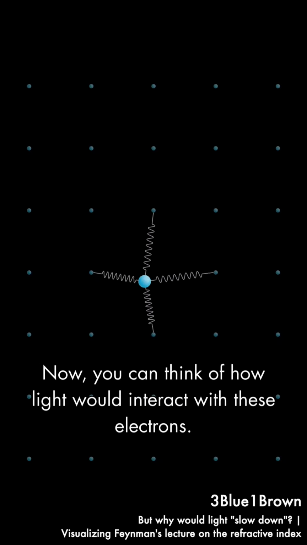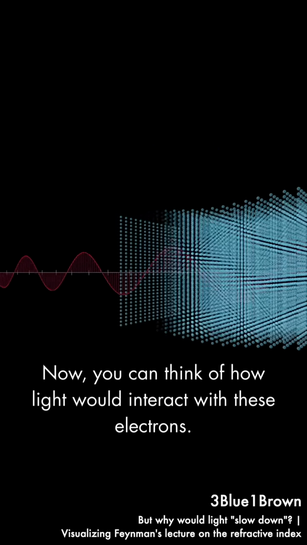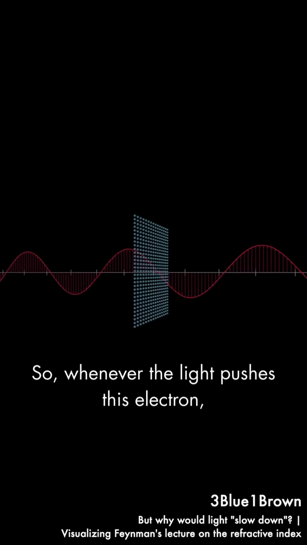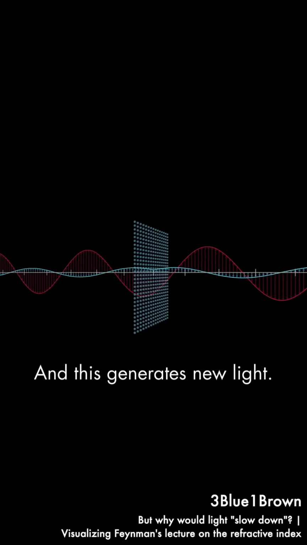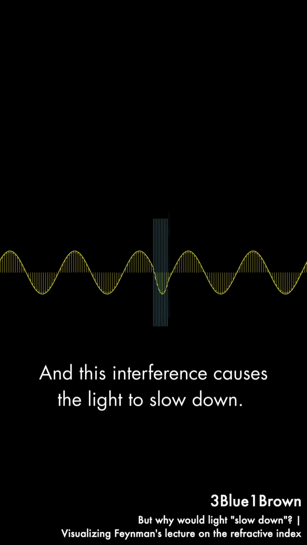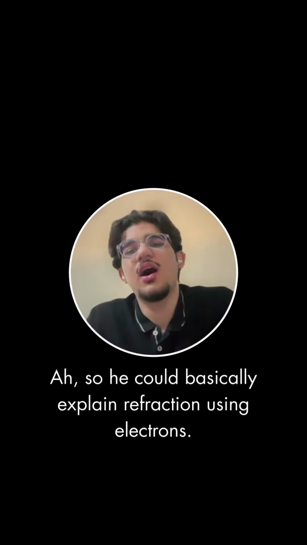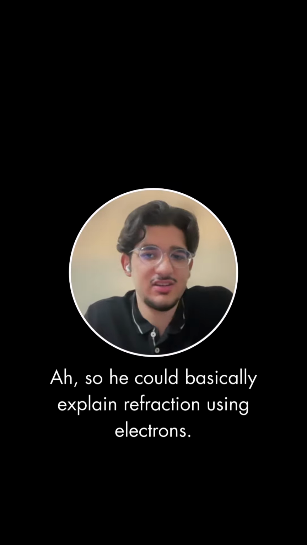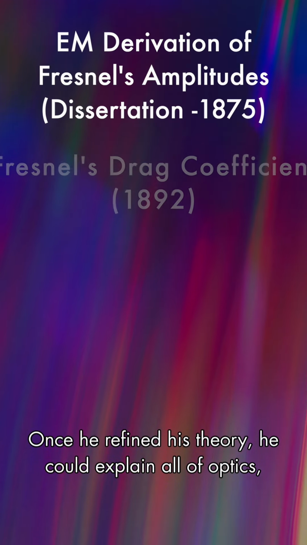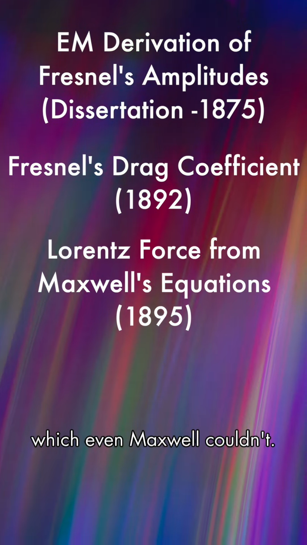Now you can think of how light would interact with these electrons. Whenever the light pushes an electron, it vibrates back and forth, and this generates new light. And this interference causes the light to slow down. So he could basically explain refraction using electrons. Yes, and not only refraction. Once he refined his theory, he could explain all of optics, which even Maxwell couldn't.